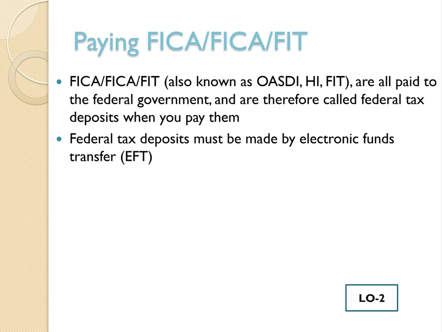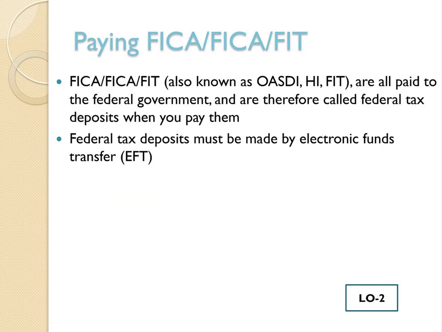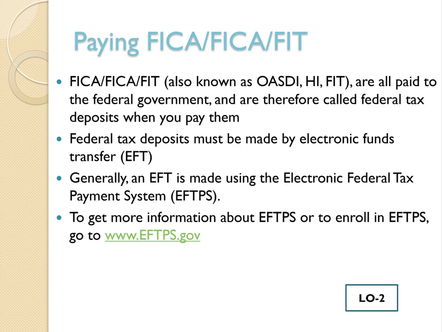So you should get used to this EFT acronym. It stands for Electronic Funds Transfer. So generally, an EFT is made using the Electronic Federal Tax Payment System, also called EFTPS. The advantage of using EFTPS to make an electronic payment is the payment gets there quicker, so it's easier to make sure that it's on time, and you will have an electronic record of when your payment was made and how much was made. You can always get more information about EFTPS or how to enroll in it by going to eftps.gov.